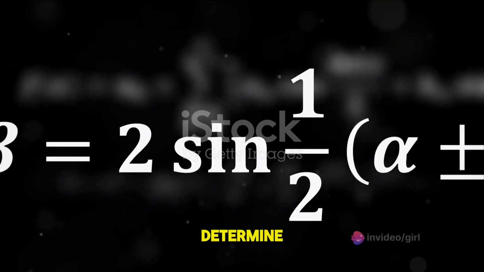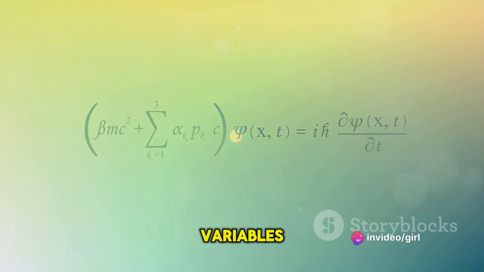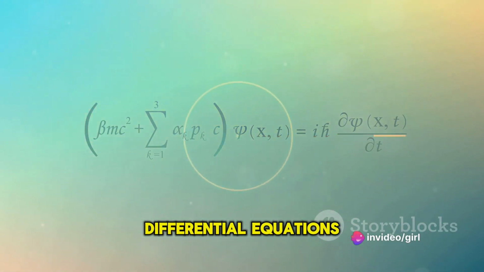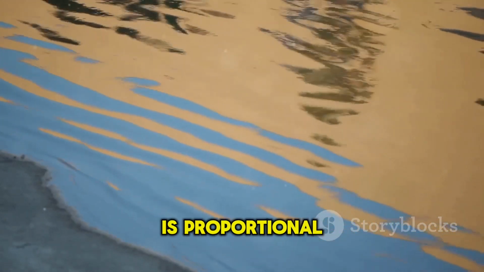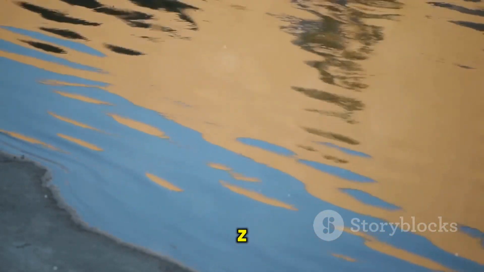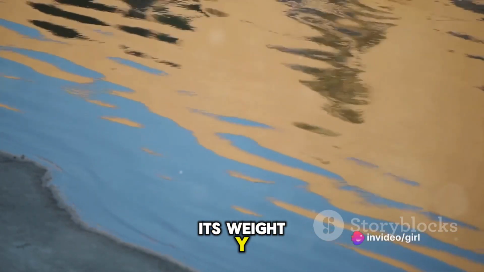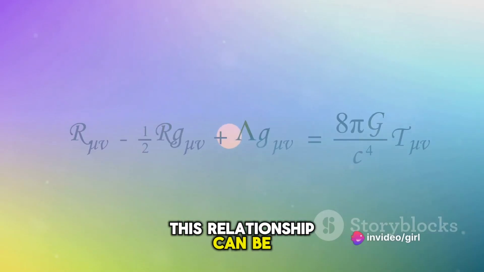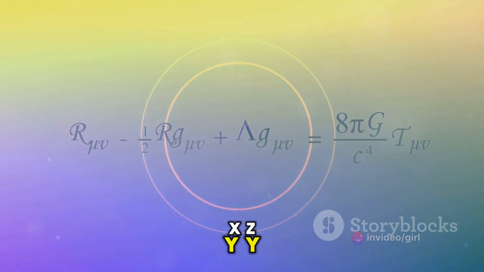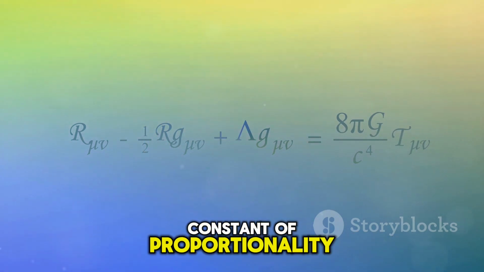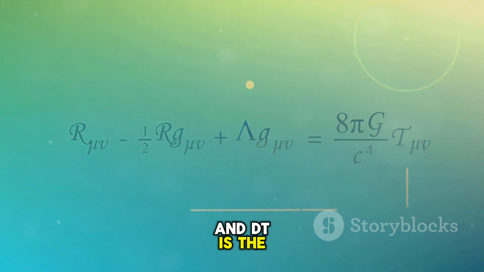Next, we need to determine the relationship between these variables. This is where the differential equations come in. For example, we may find that the speed of the ripples, v, is proportional to the size of the pebble, x, and the force with which it was thrown, z, but inversely proportional to its weight, y. This relationship can be represented as a differential equation, dv/dt equals kx/y, where k is a constant of proportionality, and dt is the change in time.